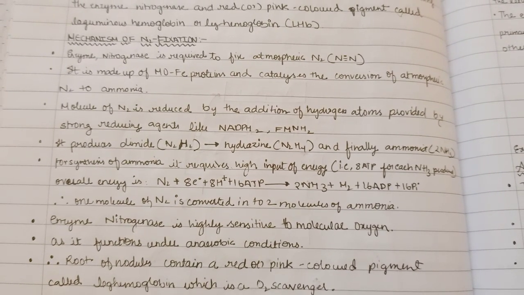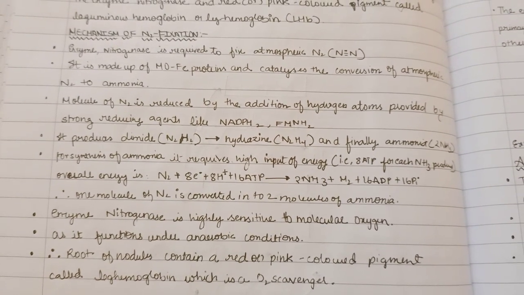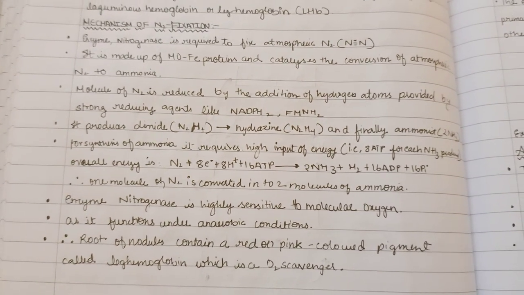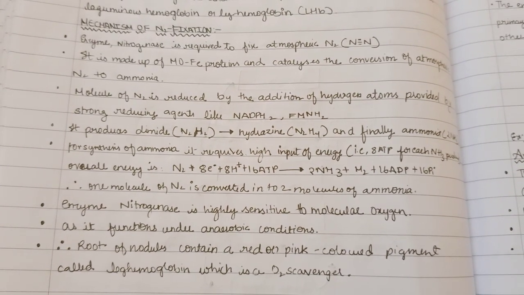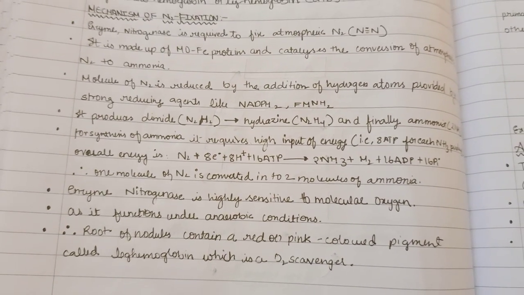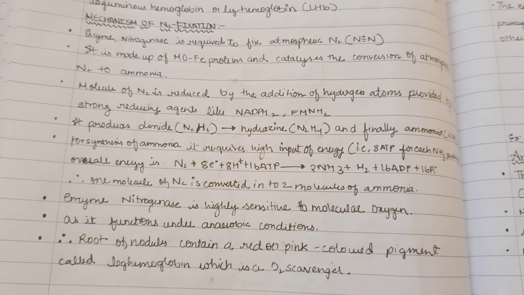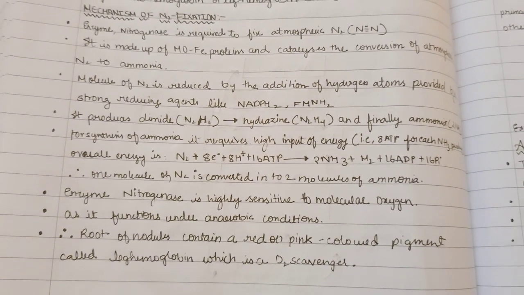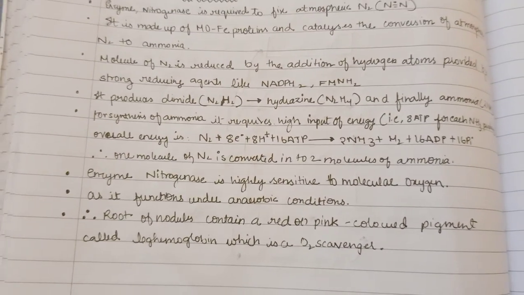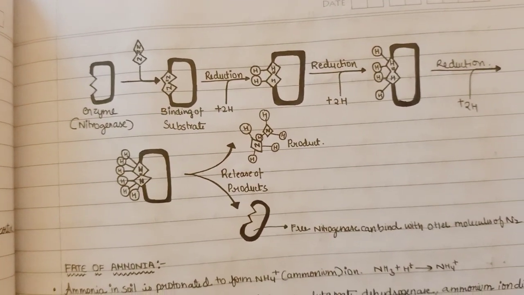Overall, N2 plus 8 electrons plus 8 H plus and 16 ATP gives rise to 2 NH3 plus H2 plus 16 ADP plus 16 Pi. Therefore, one molecule of N2 is converted into 2 molecules of ammonia. The enzyme nitrogenase is highly sensitive to molecular oxygen as it functions under anaerobic conditions. Therefore, root nodules contain a red or pink colored pigment called leghemoglobin, which is an oxygen scavenger and prevents oxygen from combining. Here you can see the mechanism of N2 fixation.